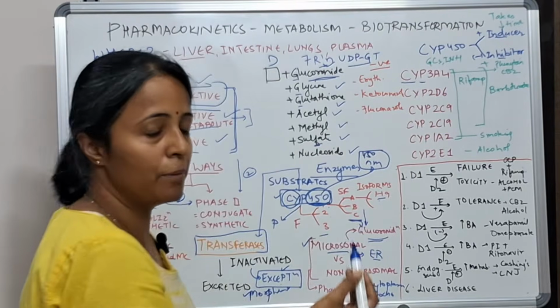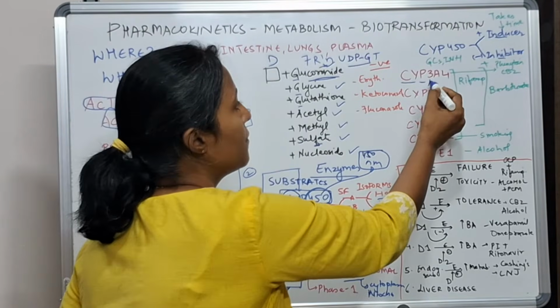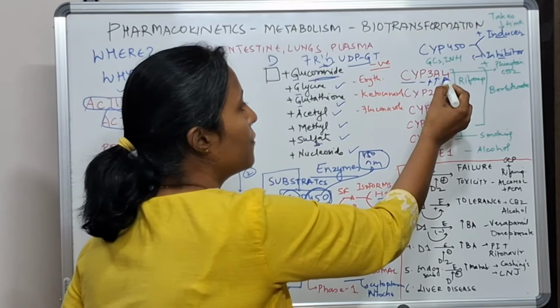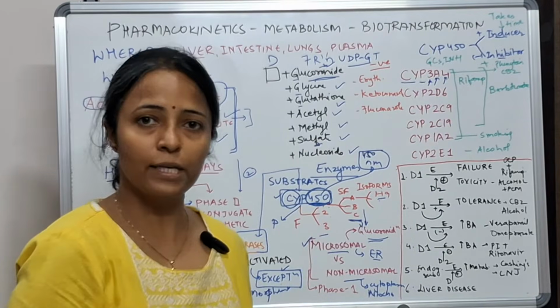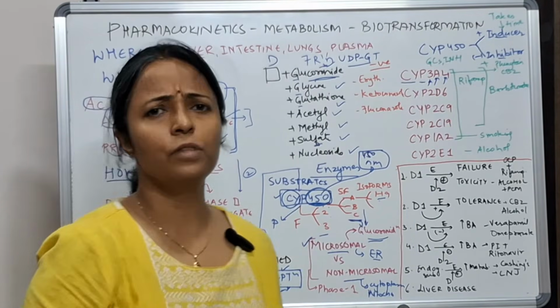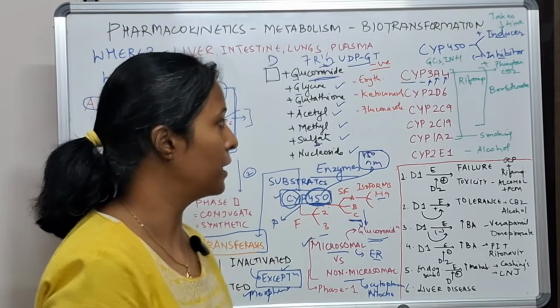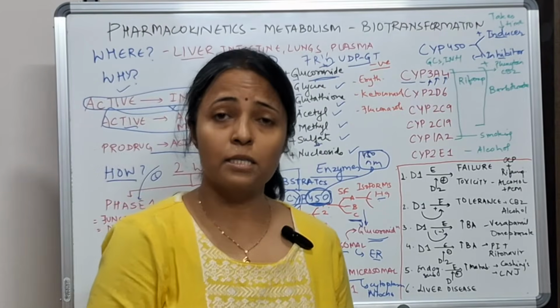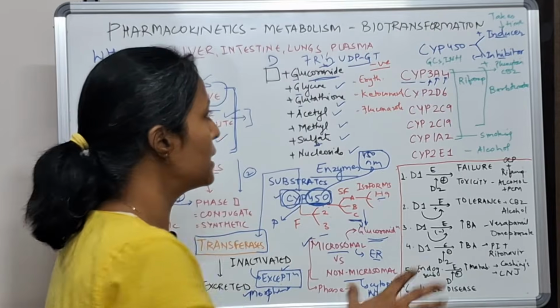P is for the pigment P450. 3 is a family, A is a subfamily, and 4 is the isoform of the enzyme. Okay. So there are a number of these enzymes. Many enzymes are there. However, for us, the significant ones are the 6 enzymes.